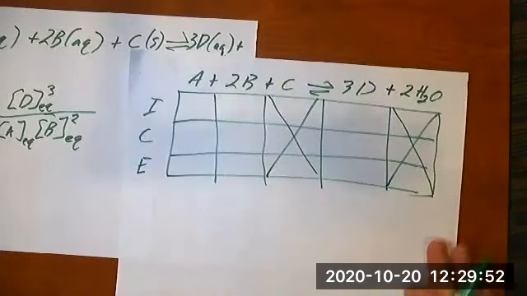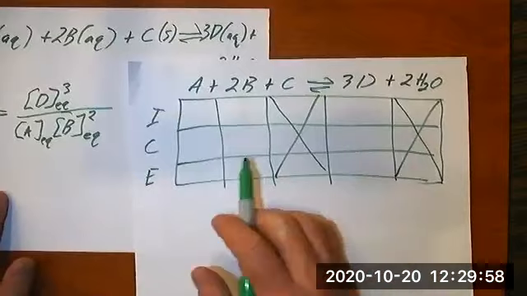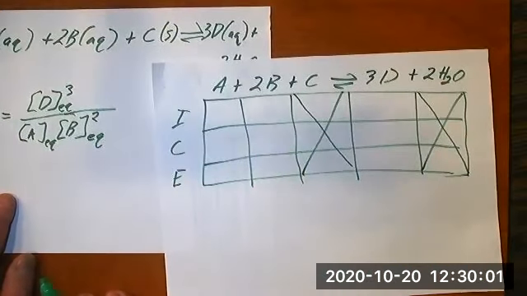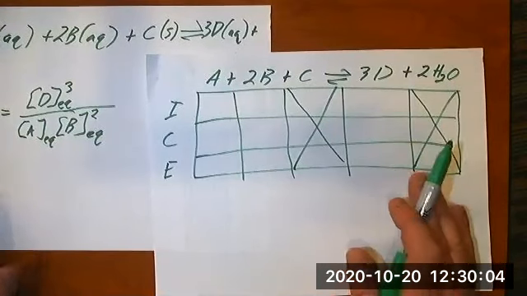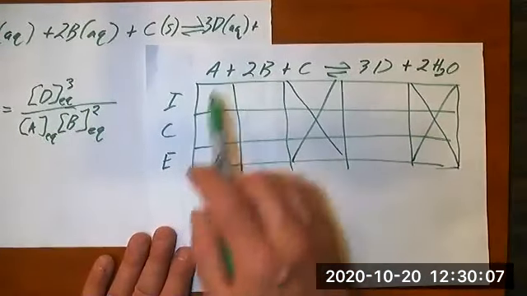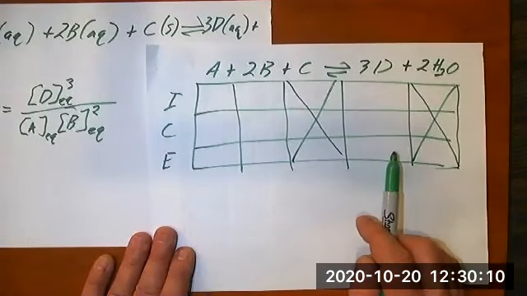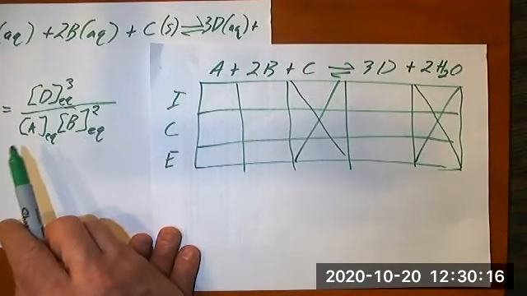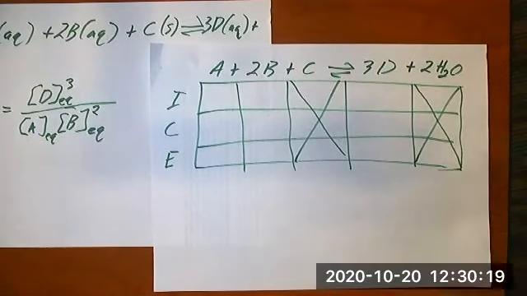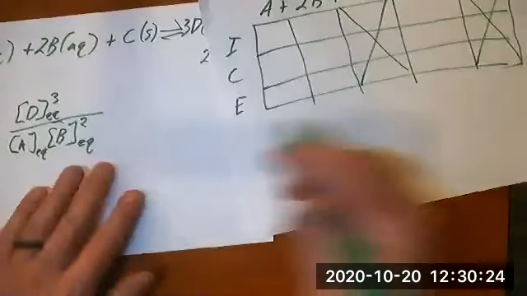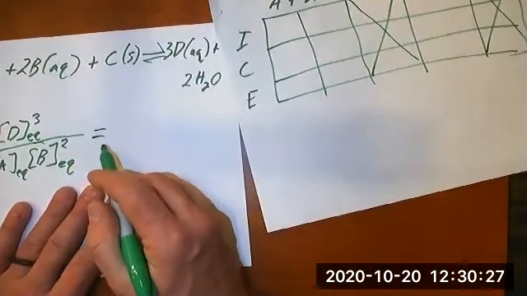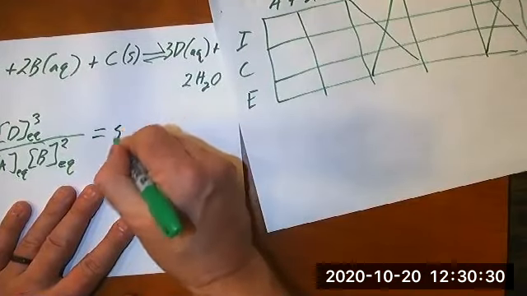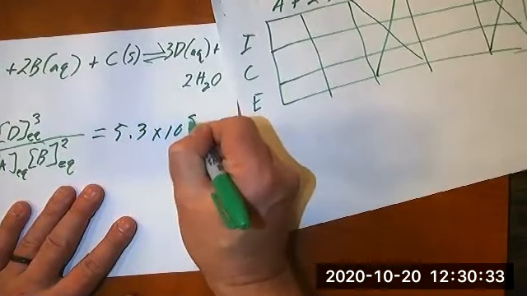So in order to do any ice table problem with this, what we would do is we would either be given an equilibrium constant and some initial conditions, or we would be given enough information to find the final equilibrium concentrations, and then would calculate the equilibrium constant from that. So there are two different ways you could go. So for example, let's say that we have an equilibrium constant here that is 5.3 times 10 to the 8th.